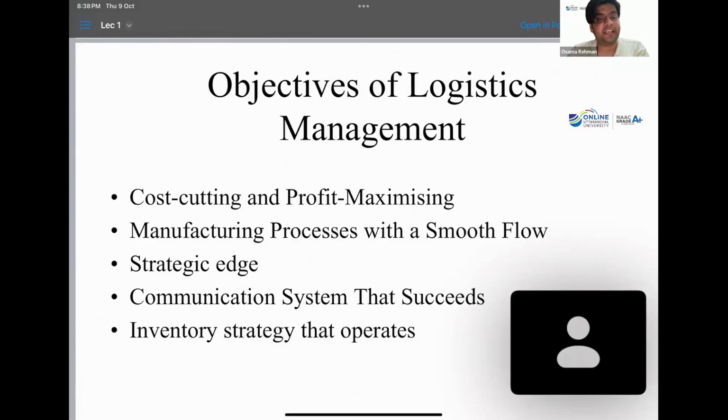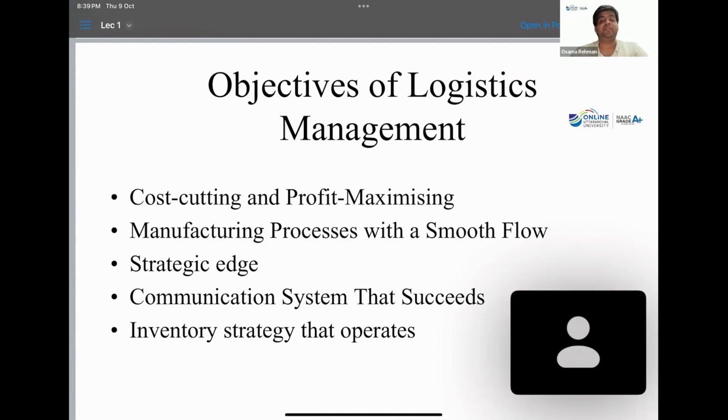So next is strategic edge. So by increasing the revenue and improving customer experiences, logistics sustains and sharpens an enterprise's competitive advantage. So like organizing a timely and dependable distribution, avoiding order handling failures, and so forth. Communication system that succeeds. For successful logistic management, an effective communication information system is needed. As a result, logistic management aids in the creation of an integrated coordination mechanism that allows for constant interaction with vendors as well as quick response to customer inquiries.